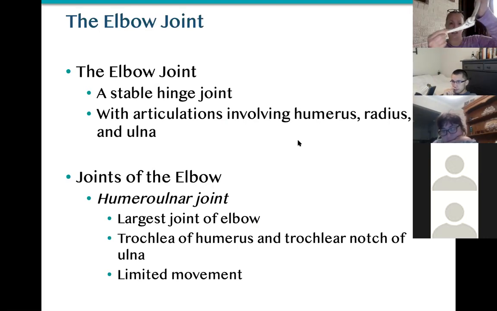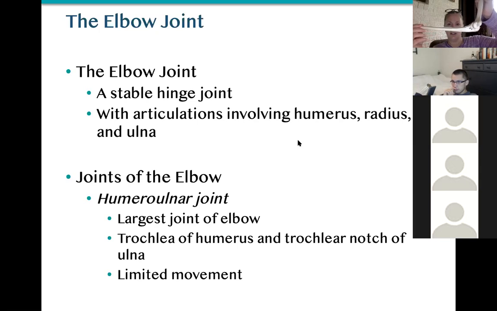Okay, so your elbow joint is a stable hinge, and it has articulations involving the humerus, the radius, and the ulna. Okay, and the humeroulnar joint is the larger one. Okay, and at the elbow, your ulna has its large expansion in this trochlea that will have a trochlear notch that will fit around what's called the trochlear process of the humerus. Okay, right there. This trochlea looks like a spool of thread.